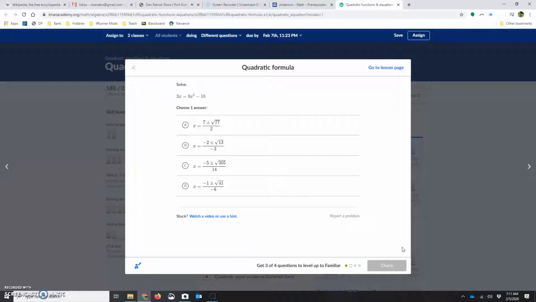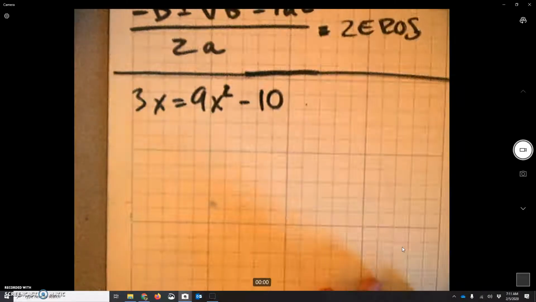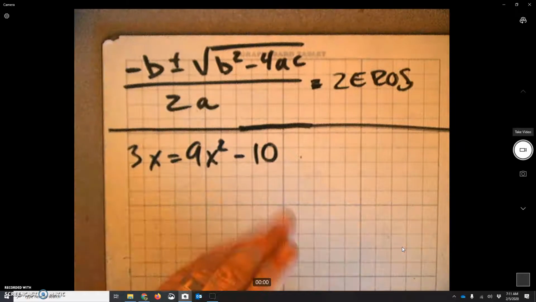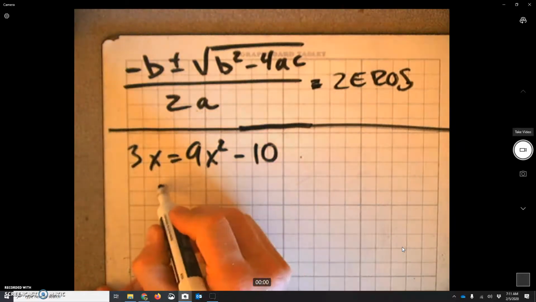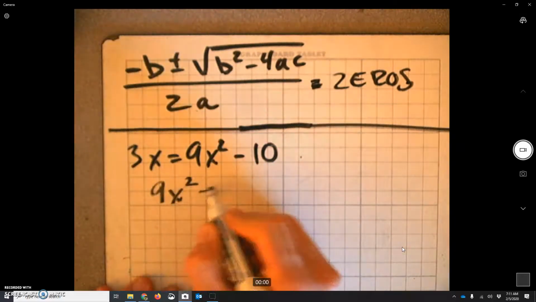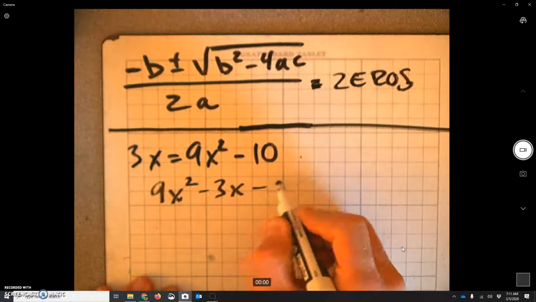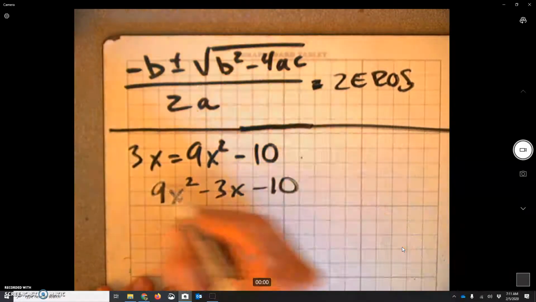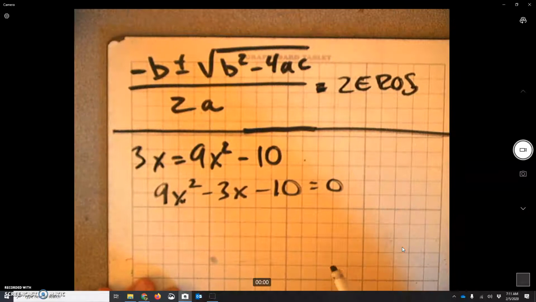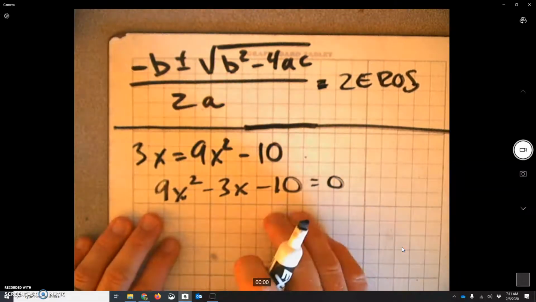So it's not in standard form again. 3x equals 9x squared minus 10. All right, so here we are. Let's subtract 3x from both sides. So we're going to get 9x squared minus 3x minus 10 equals 0, with 0 on the other side. All right, now we know our a, our b, and our c. Let me go a little bit faster this time.